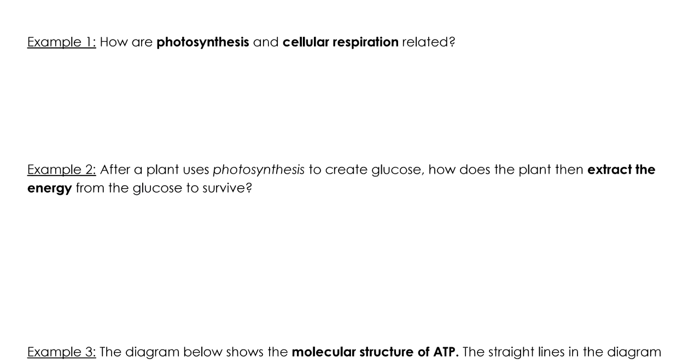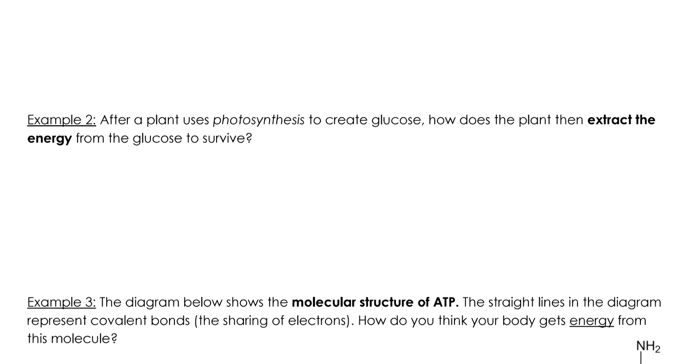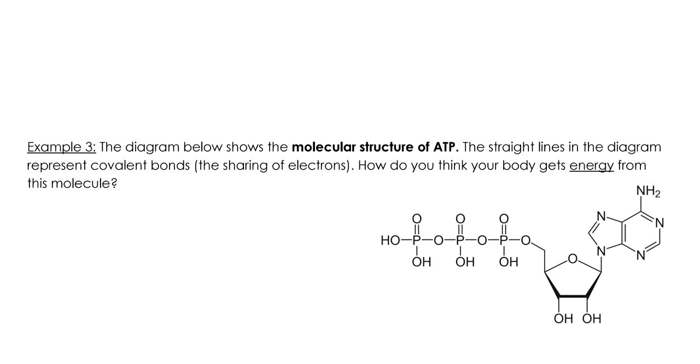Here are some examples for you to think about and try on your own. How are photosynthesis and cellular respiration related? After a plant uses photosynthesis to create glucose, how does that plant then extract the energy from the glucose to survive? And example 3. This diagram shows the molecular structure of ATP. The straight lines in the diagram represent covalent bonds, which we know are the sharing of electrons. How do you think your body gets energy from this molecule? Please pause the video here while you try these examples.